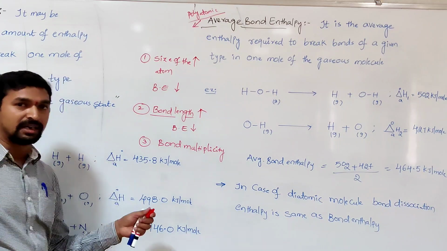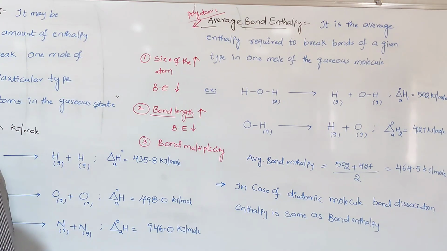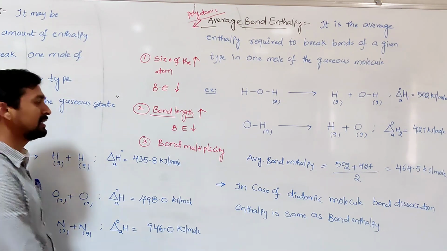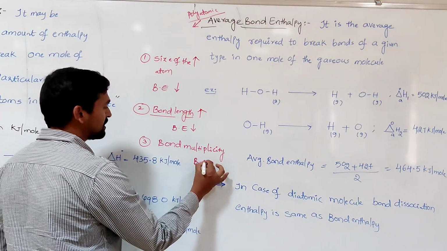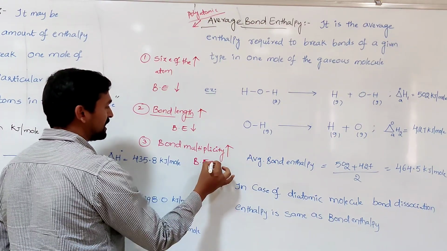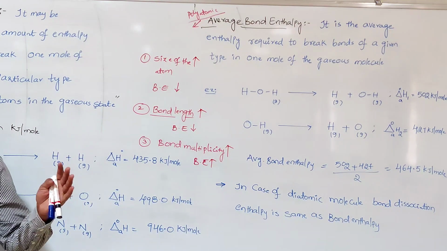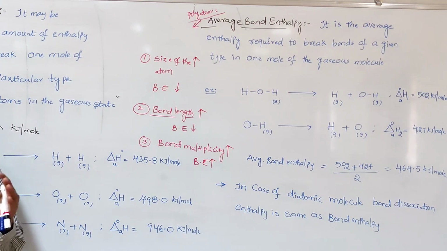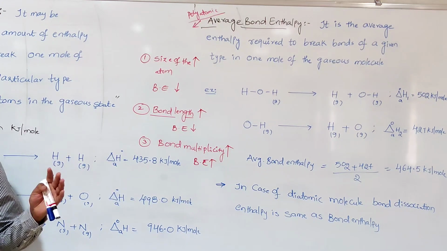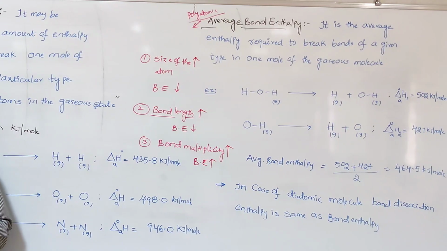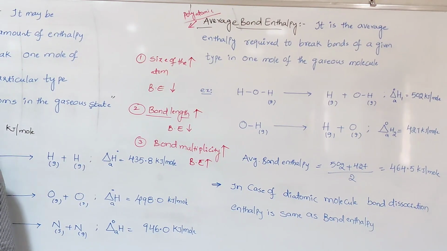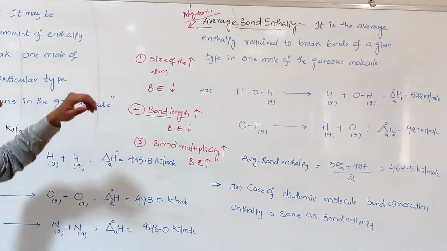As the number of bonds increases between the two atoms, the bond energy increases. As bond multiplicity increases, the bond energy also increases. Because as the number of bonds between the atoms increases, the bond length decreases. When the bond length decreases, the atoms are strongly attracted close together. That's why the bond energy increases. So these are the three factors.